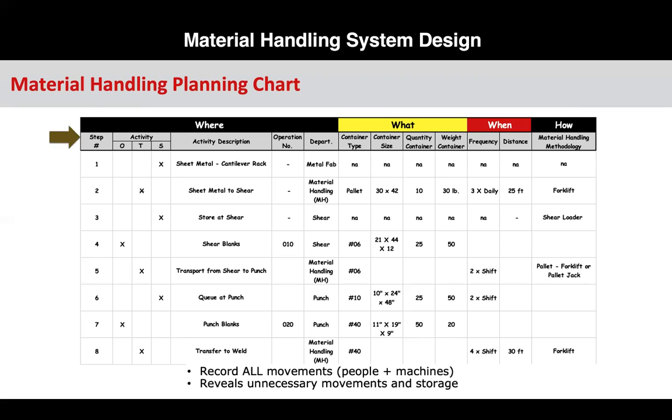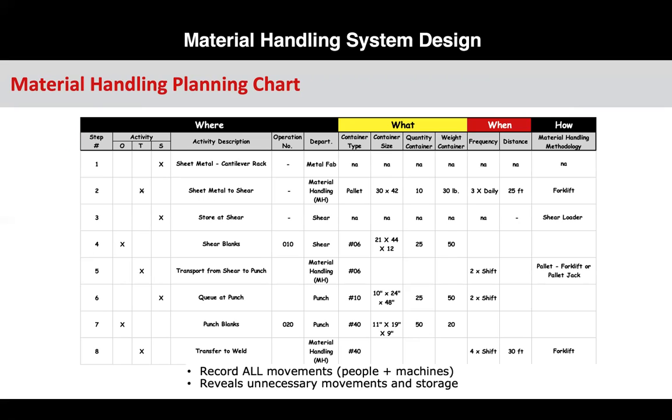So on this chart, the first column is step. So this is just the numerical order of the steps. A step's not actually a movement. It could be a storage, it could be a movement, it could be an operation. So that goes in the next one.